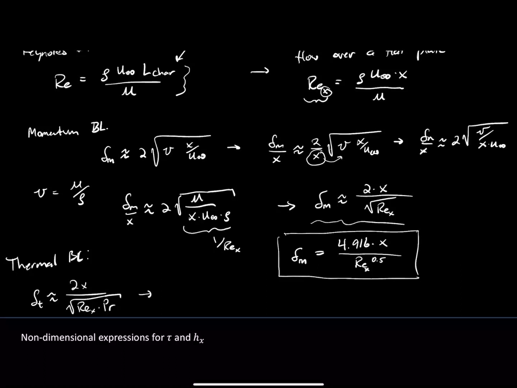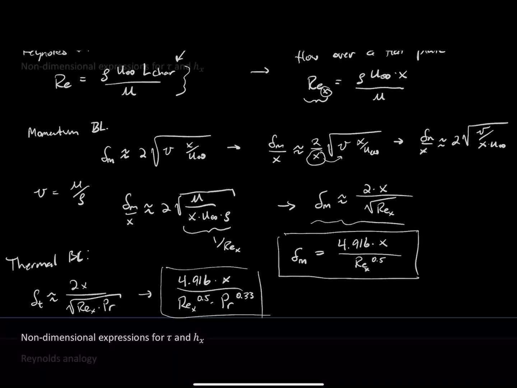The exact model for this is again 4.916 times x over Reynolds x to the 0.5 times the Prandtl number to not the 0.5, but actually the 0.33, or 1/3. So this is now our exact model for the boundary layer thickness for the thermal part of the problem. The boundary layer thicknesses that we're computing, these are dimensional values. These are things with units like meters.